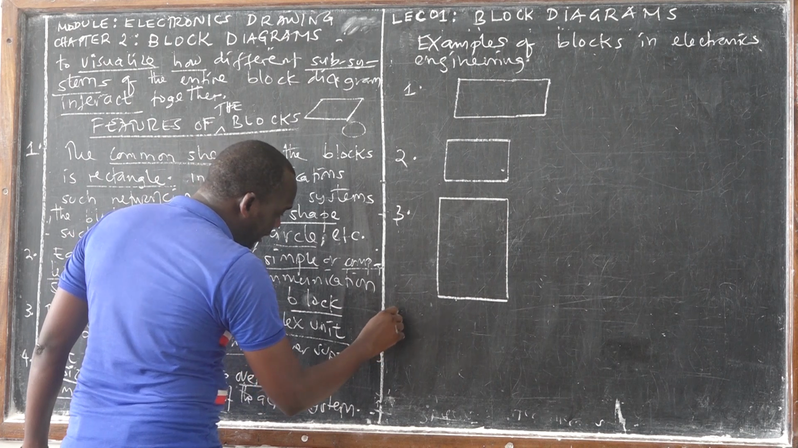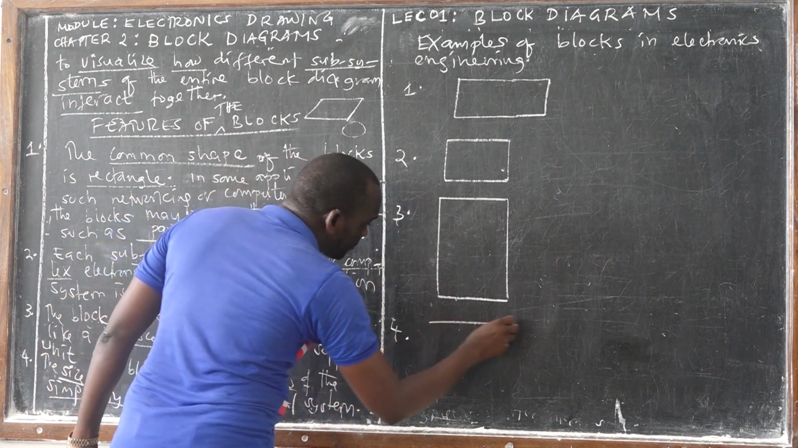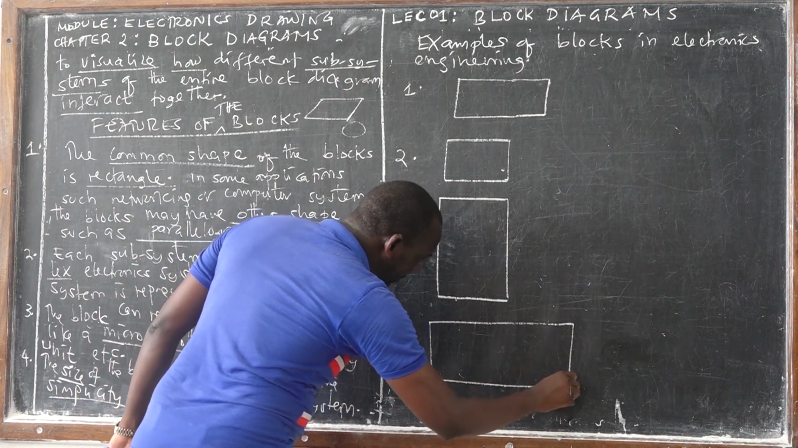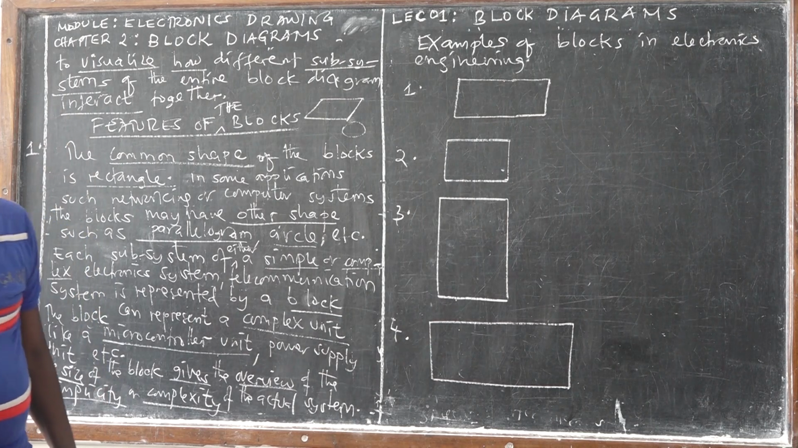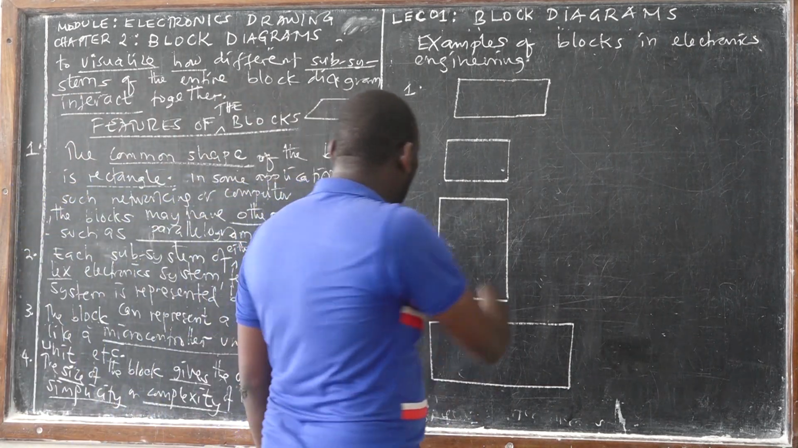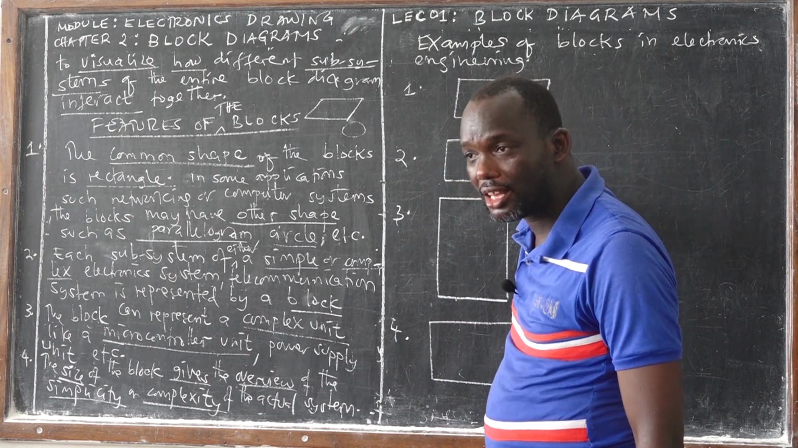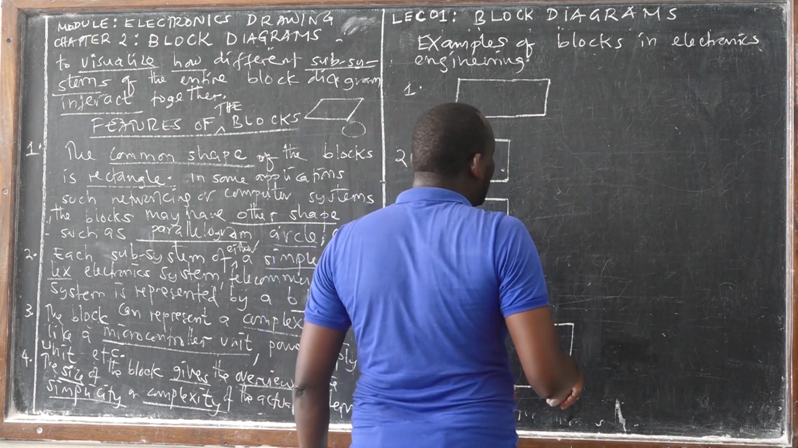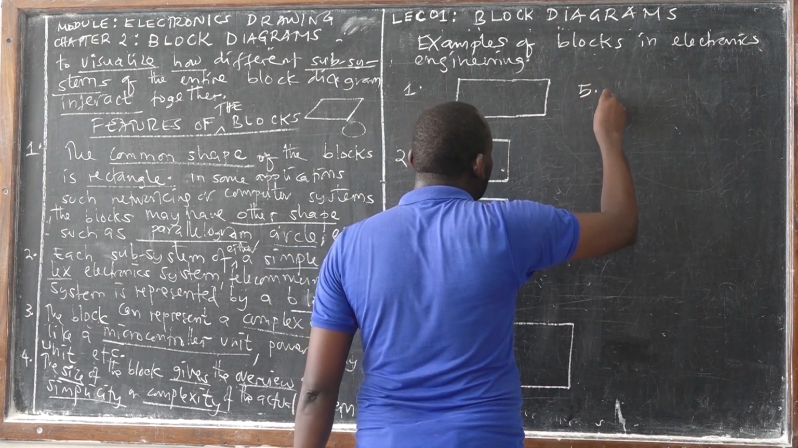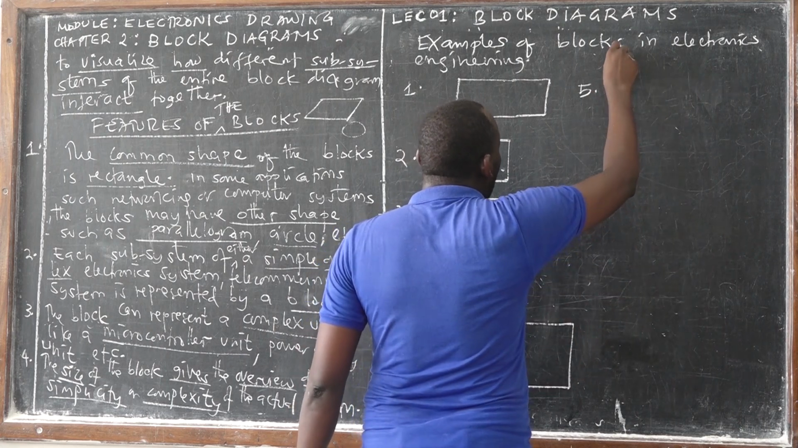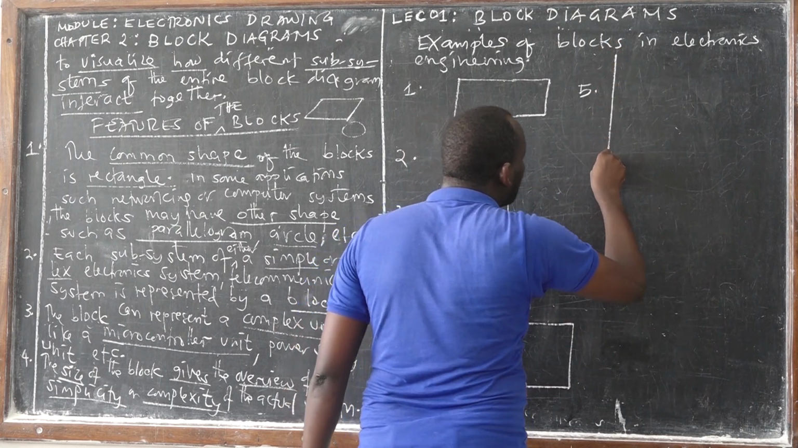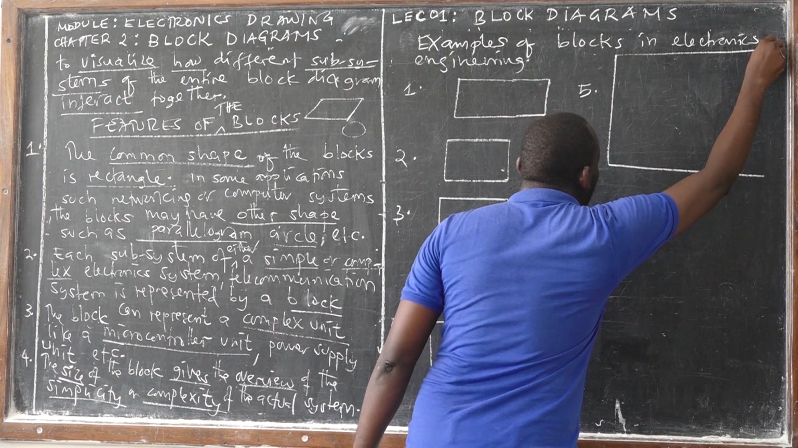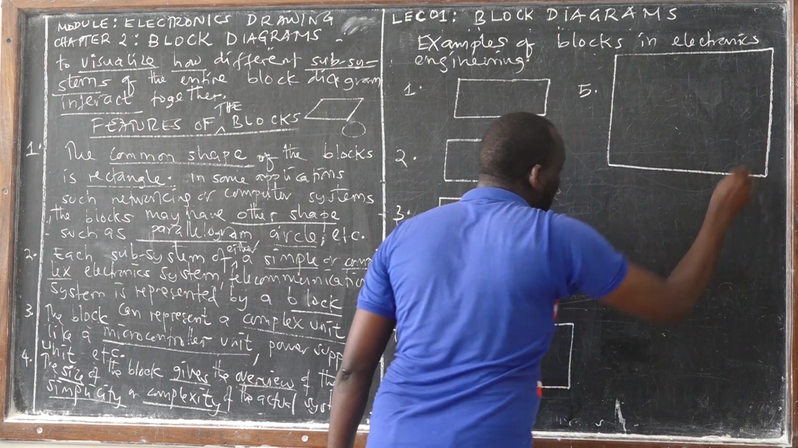Then sometimes you can find that we draw a block which is a rectangle but horizontal, just like this. This drawing should be drawn using a pencil and a ruler. That's the function of the pencil and the ruler. Also sometimes a block might be wide and long. Some of the blocks in electronics you might find are just like this one.